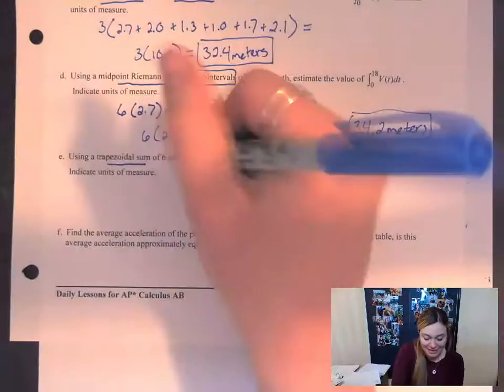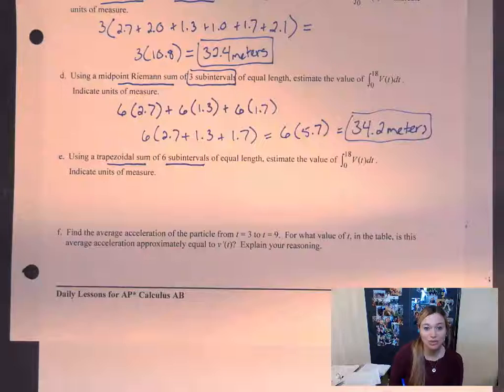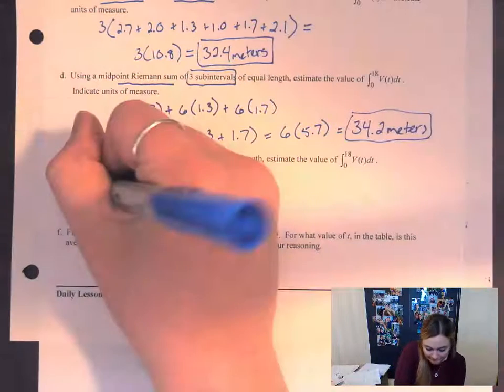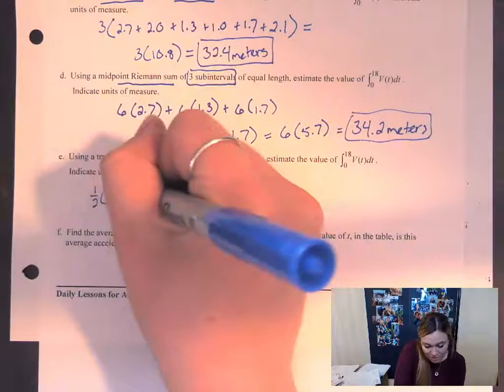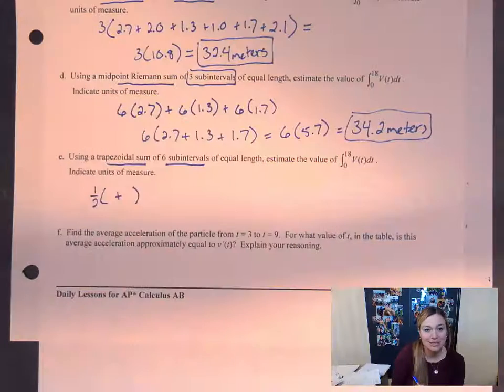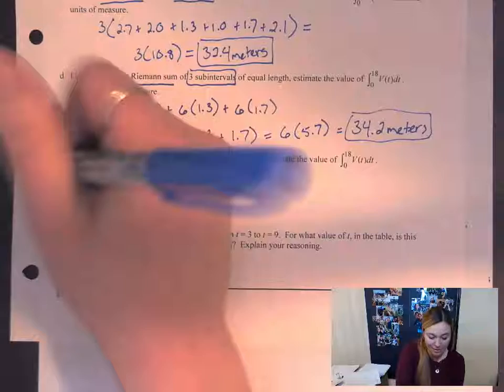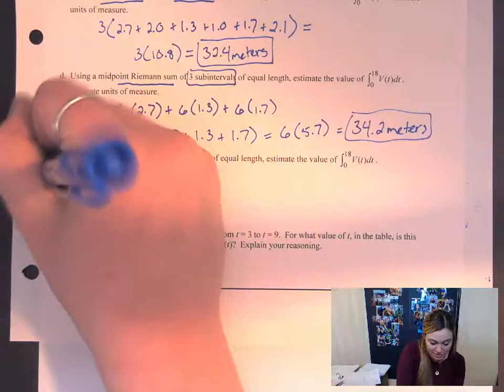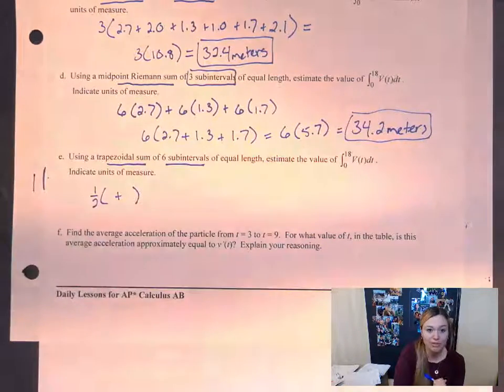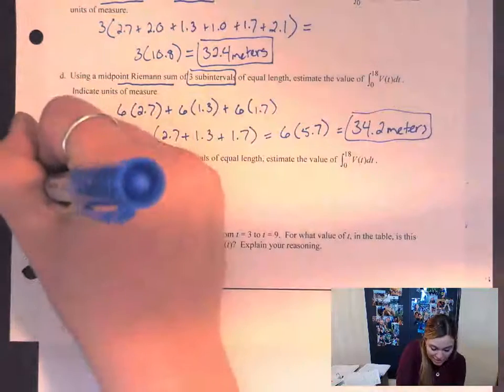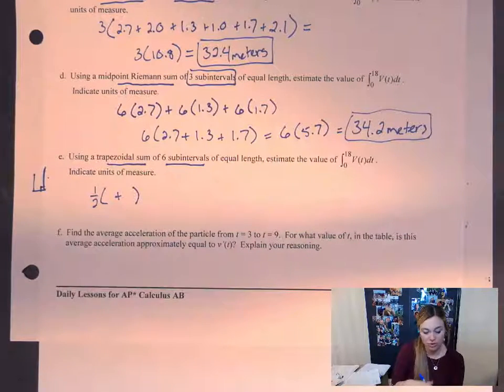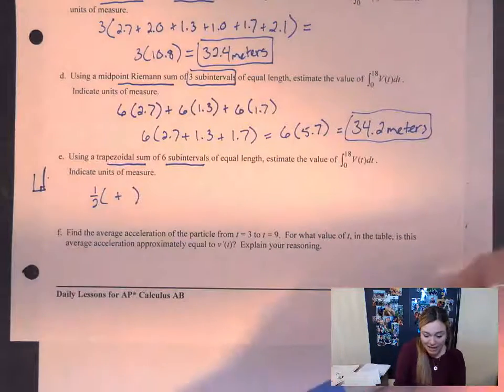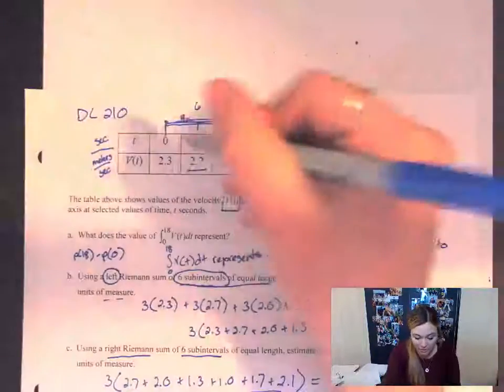Trapezoidal sum of 6 subintervals. So I need 6 trapezoids. 1/2 base 1 plus base 2 times height. Remember in this one that when we're talking about these trapezoids, the base 1 and base 2 are the function values. The height is going to be perpendicular to those bases. So my height, if I have 6 subintervals, would be from here to here.